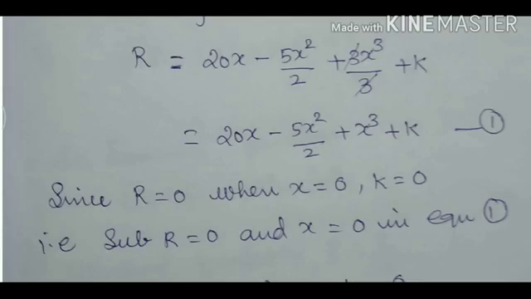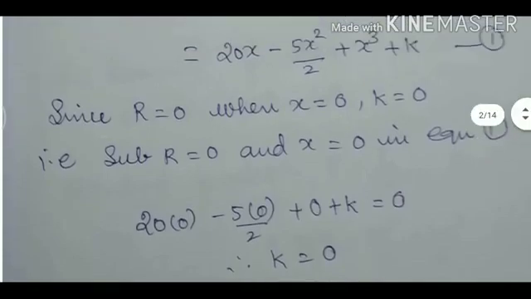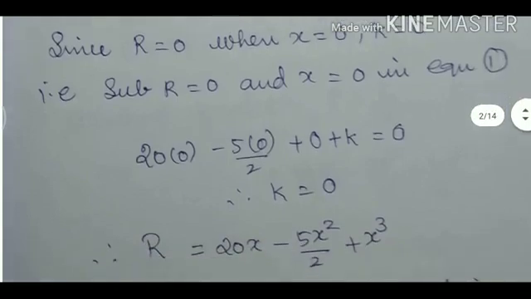In this equation, we substitute R equal to 0 as well as x equal to 0 in order to find the value of k. If you substitute R equal to 0 and x equal to 0 in 20x minus 5x square by 2 plus x cube plus k, you get the value k equal to 0. So the value of k equals 0.